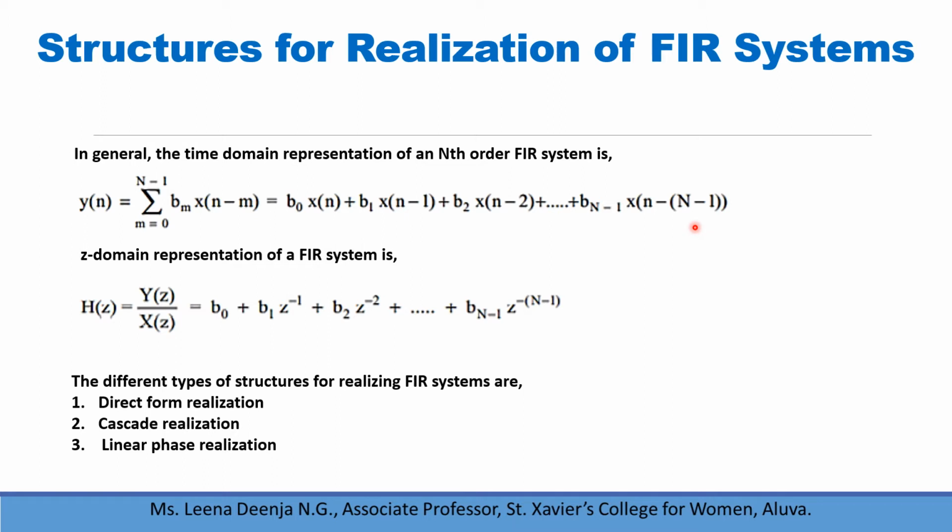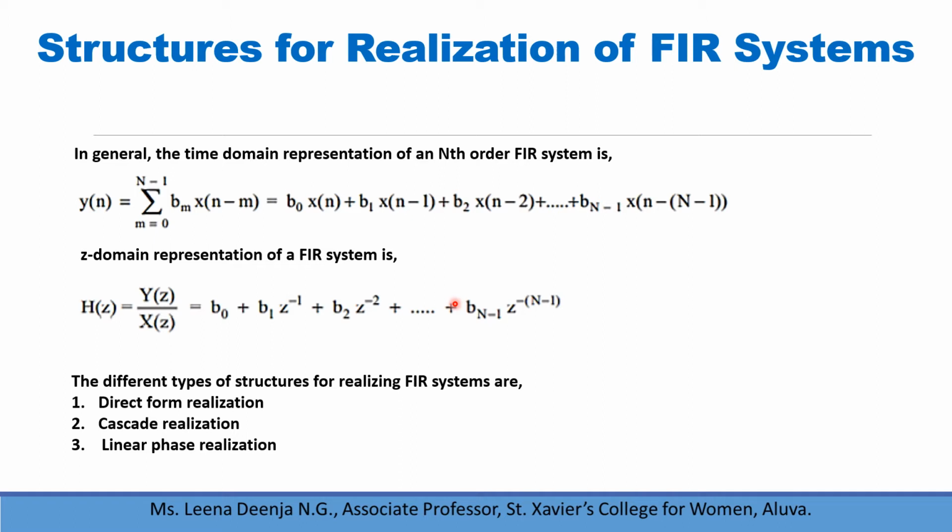And the Z domain representation of the FIR system is given by H of Z equal to Y of Z by X of Z, that is equal to b0 plus b1 Z raised to minus 1 plus b2 Z raised to minus 2 plus dash dash b N minus 1 Z raised to minus (N minus 1). The computations in these equations can be arranged into various equivalent sets of difference equations, and this leads to different types of structures for realizing FIR systems.